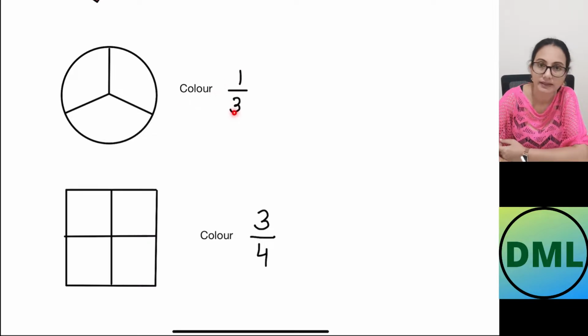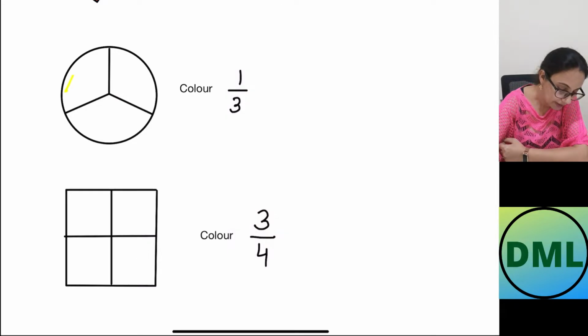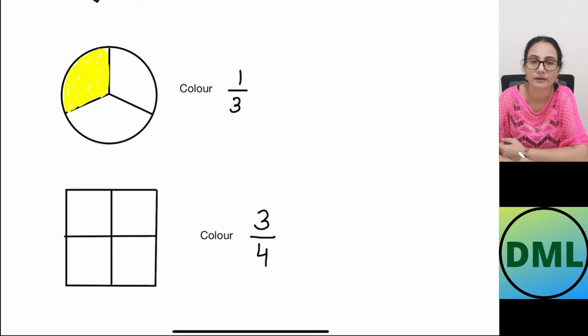Color 1/3. Out of 3 parts, 1, 2, 3 parts, I have to color only one part. So let's color one part. Let's pick the color yellow. So I will color this part. You can color any part as yellow. Let's color it. So this is my yellow. So out of 3 parts, 1 part is yellow. I colored 1 part. Let's see one more example.